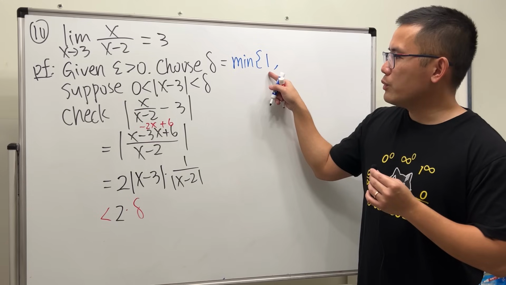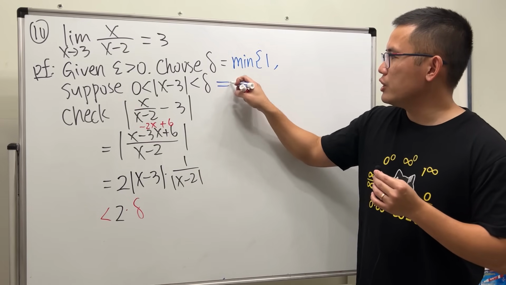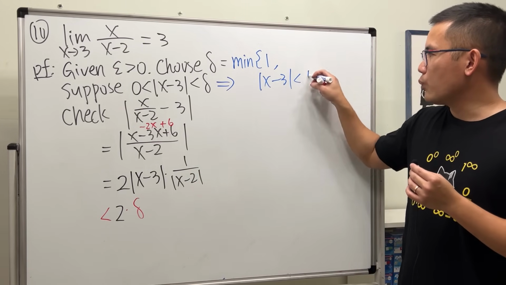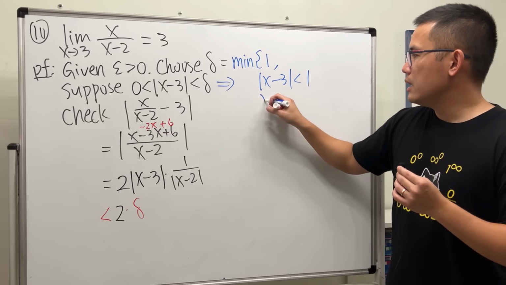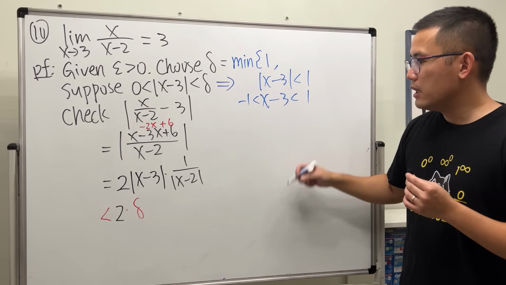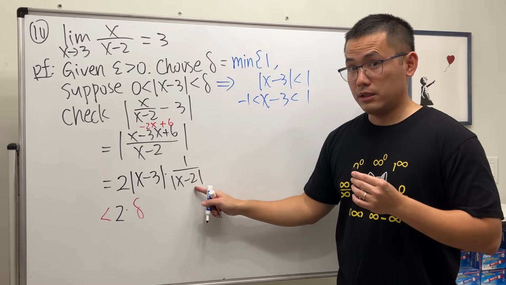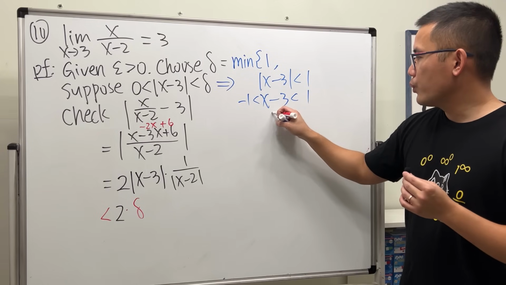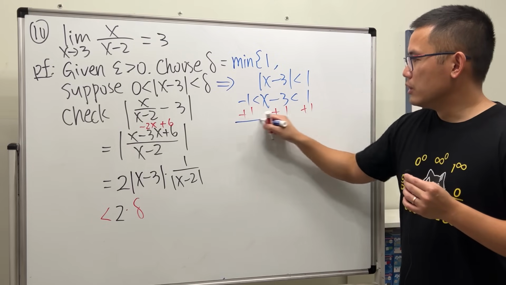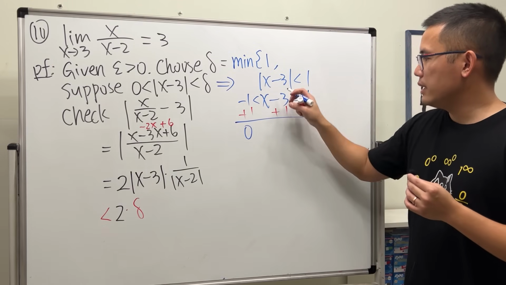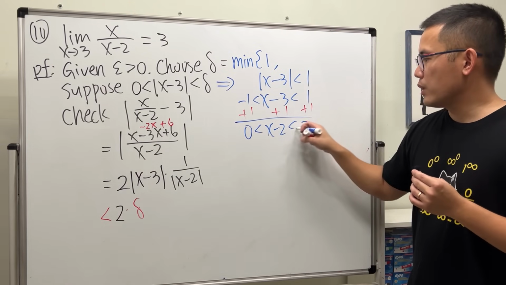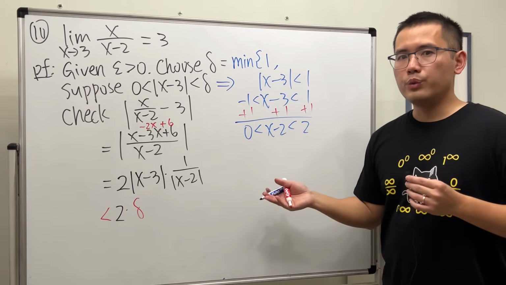So with that 1 right here, we can go here and legitimately say the absolute value of x minus 3 is less than 1. Open this. x minus 3 is in between negative 1 and 1, but we want to get to x minus 2, meaning we will just add 1 to all this. So we are going to get 0, and this is x minus 2, and this is 2. And the inequality stays. Now, what do we do?